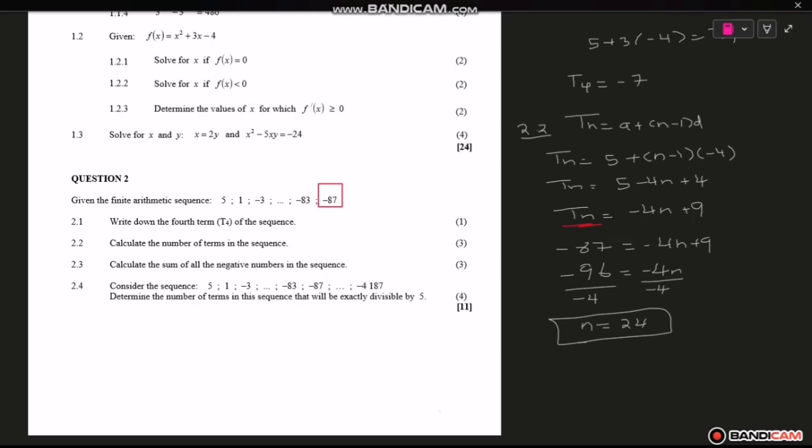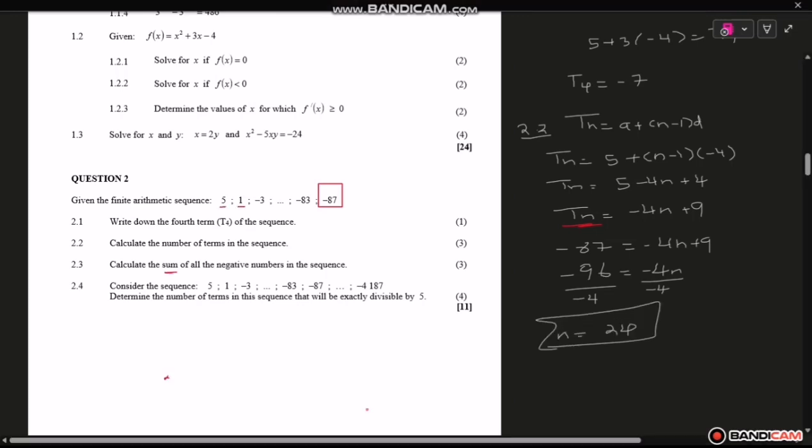So this is how you solve this, meaning in this finite arithmetic sequence, there are 24 terms. The number of terms here is 24. Actually confirming using my calculator that -96 over -4 is 24. Therefore, what you can do now, they want us to calculate the sum of all the negative numbers in the sequence, only the negative numbers.